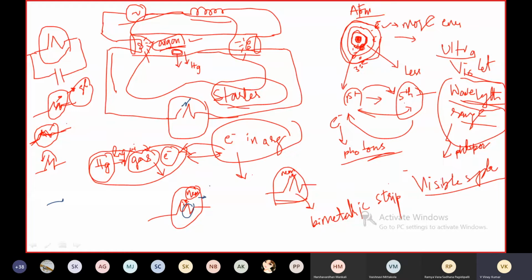When this bulb gets turned off, no heat energy will be produced by that bulb. When no heat energy is produced by that bulb, this bimetallic strip bends away from this contact because it cools down. This bimetallic strip gets cooled down, so that it moves away from this electrode. So here the switch opens suddenly.